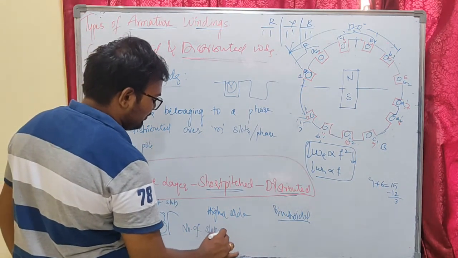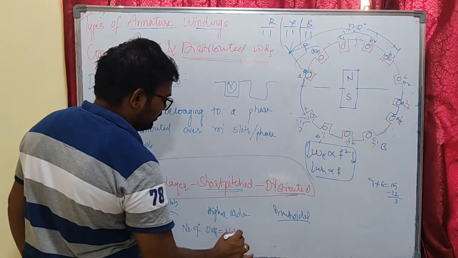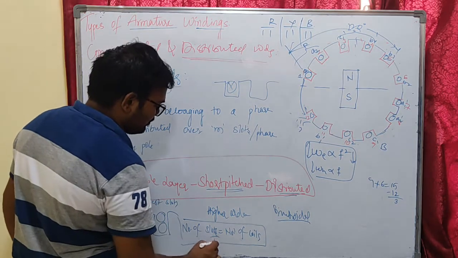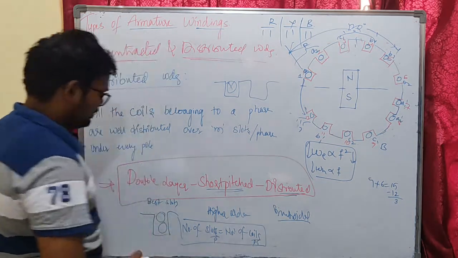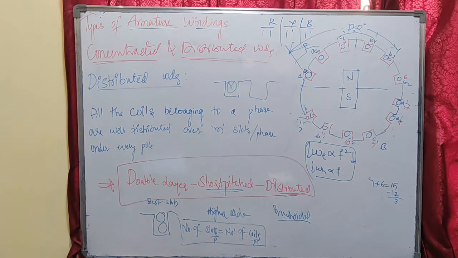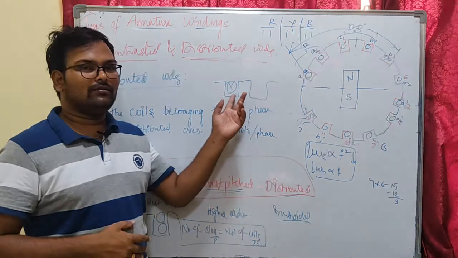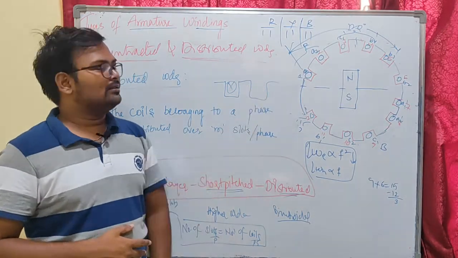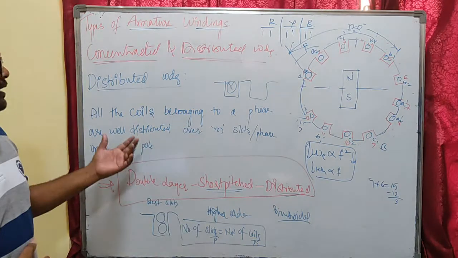Here the number of slots will be equal to the number of coils in double layer winding. The number of slots per phase equals the number of coils per phase in double layer winding. So this is about the types of winding of AC machines. I hope you understand the concept. We have three types. First one is single layer and double layer. For single layer we keep one coil side in one slot. For double layer we keep two coil sides in one slot. That is double layer winding, and then there is full pitch and short pitch winding.